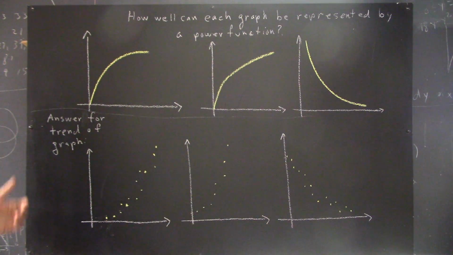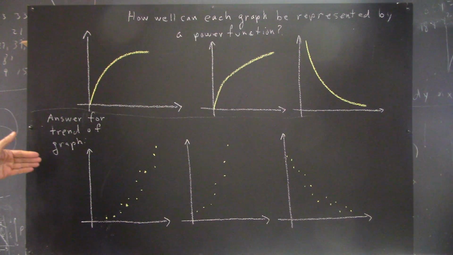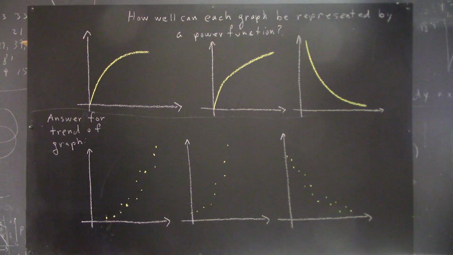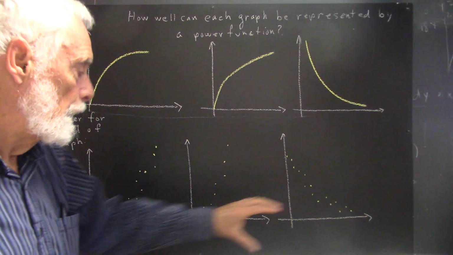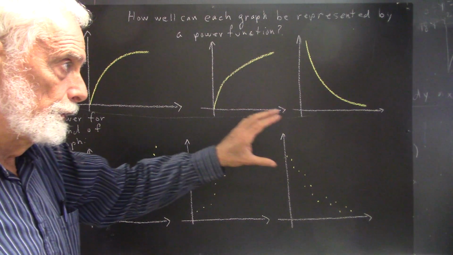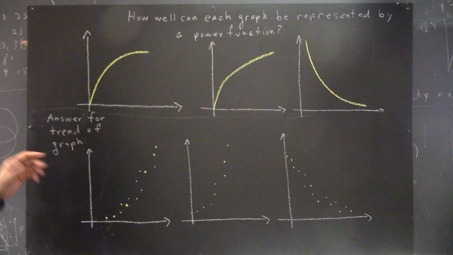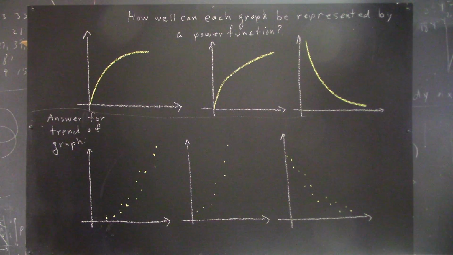And the related question is, answer the same question for the trend of the graph dictated by each of these data points. Okay, so what's the trend of the graph for this one? What's the trend for this one? What's the trend for this one? And how well can that be represented by a power function?